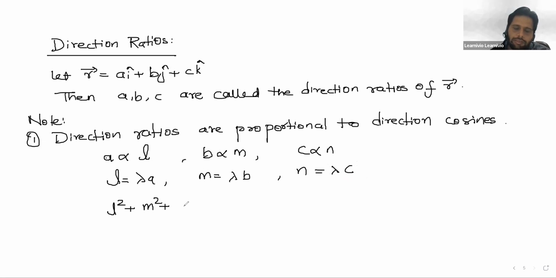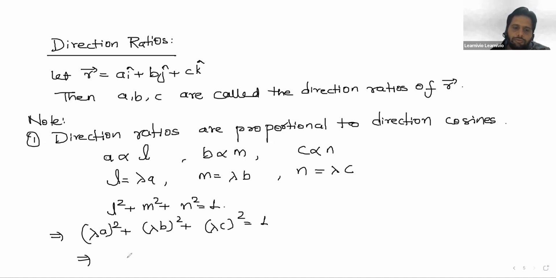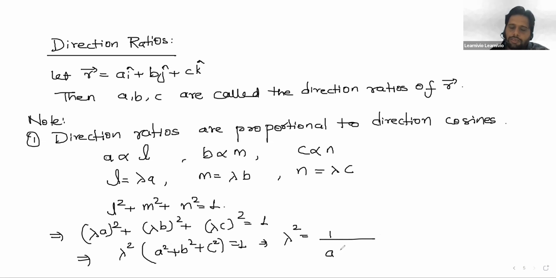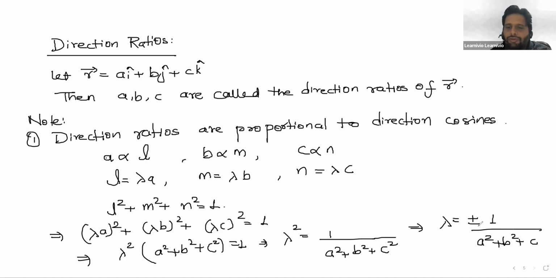L square plus M square plus N square is equal to 1. So from here we can say lambda A square plus lambda B square plus lambda C square is equal to 1. So lambda square, we can take out common. You will get A square plus B square plus C square is equal to 1. So from here, shift this term. So you will get 1 by A square plus B square plus C square. Now, what will you get as lambda? Lambda is plus minus 1 by under root of A square plus B square plus C square. Okay, so you can use any value of lambda, either positive or negative. We will use the positive value always to find the direction cosine. So finally, we will get this result.